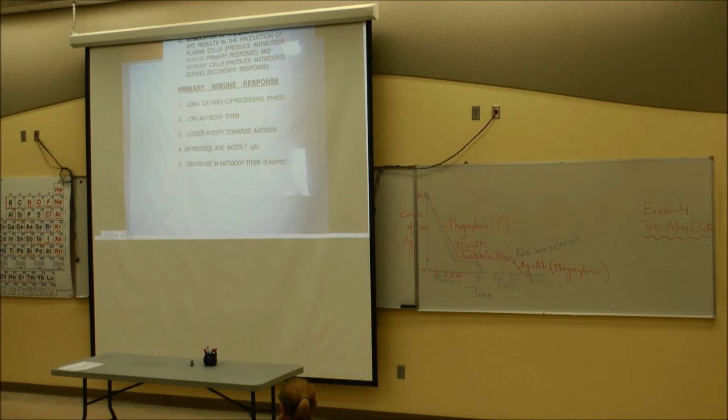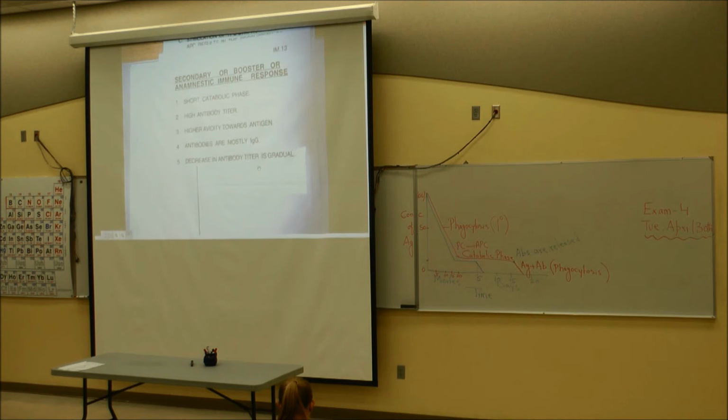Antibodies that are made in primary immune response belong to class IgM. There are 5 classes of immunoglobulins. Decrease in antibody titer is rapid. Their lifespan is short. They do not stay in the bloodstream for a very long time, as compared to secondary immune response.